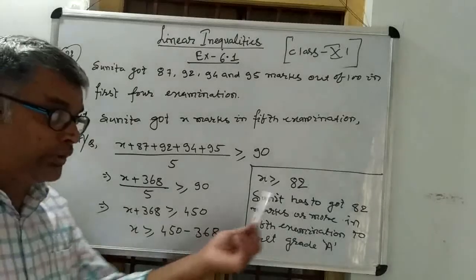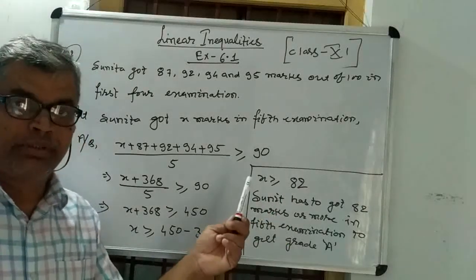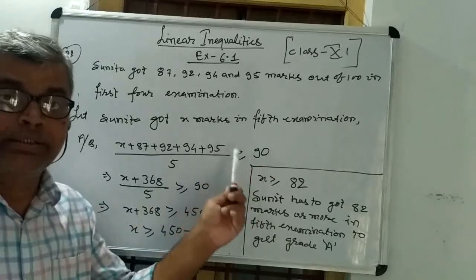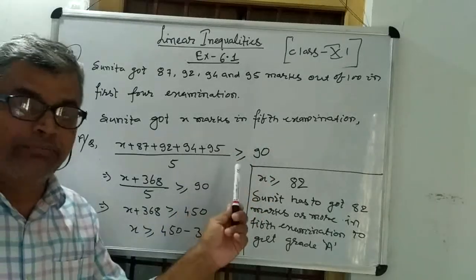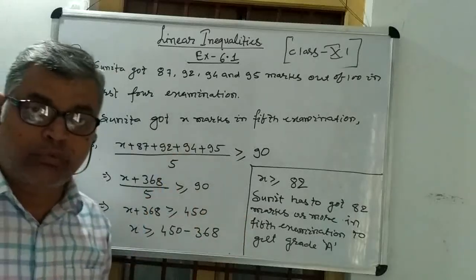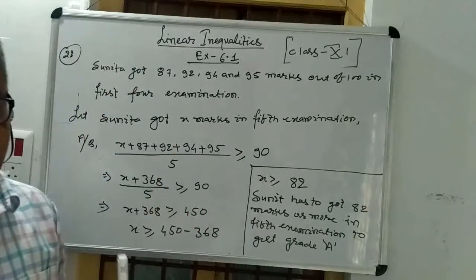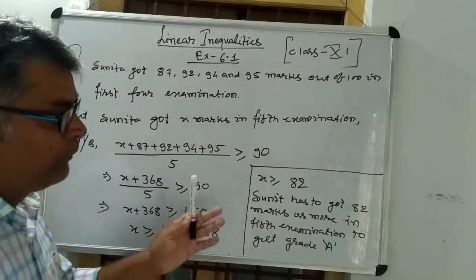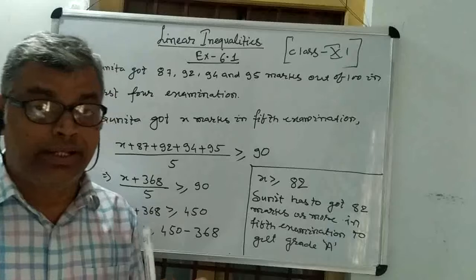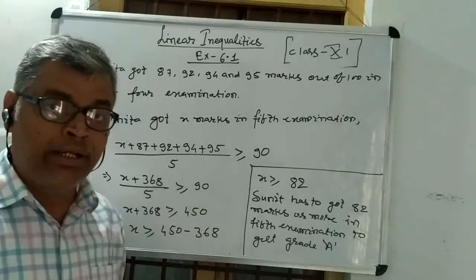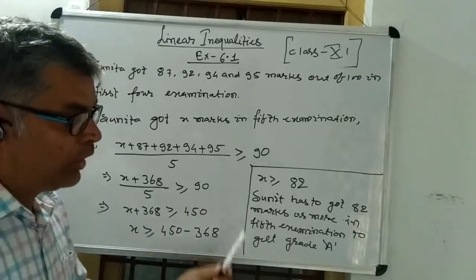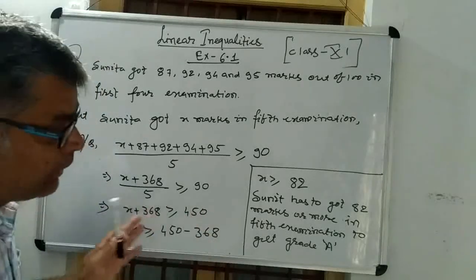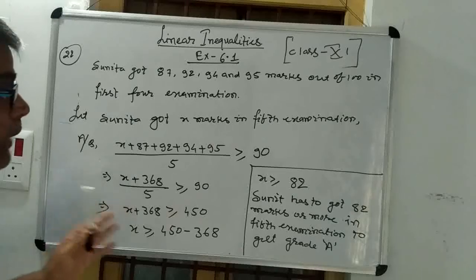But if she gets 81 marks, then this condition will not be satisfied. Her average marks in all 5 examinations will not be equal to 90. Her average marks will become less than 90, so she will not get grade A. So to get grade A, she must secure 82 marks in her fifth examination. This is the way to solve the word problem.